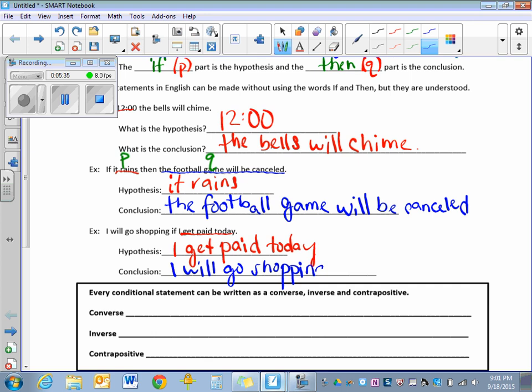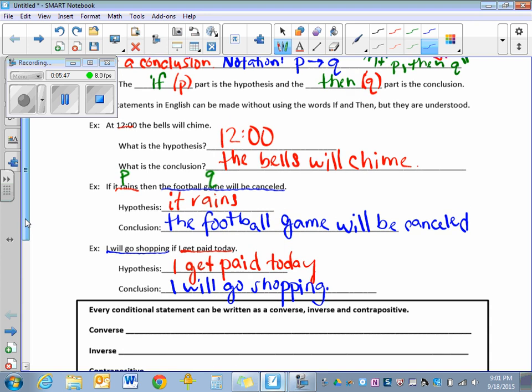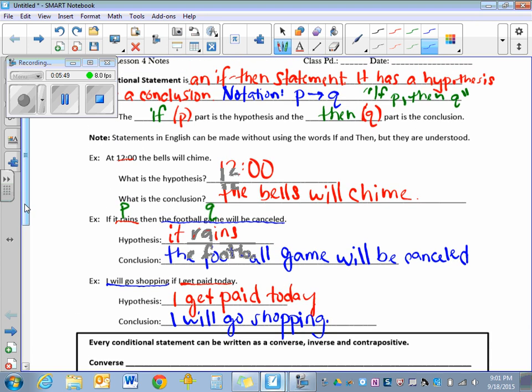And again, notice that it's not necessarily that second part. Here it's actually that first part. But think about it, we could switch around and say, if I get paid today, then I will go shopping. So sometimes you can take those conditional statements without the if-then and put them into an if-then. For example, if it is 12 o'clock, the bells will chime. If it is 12 o'clock, then the bells will chime.